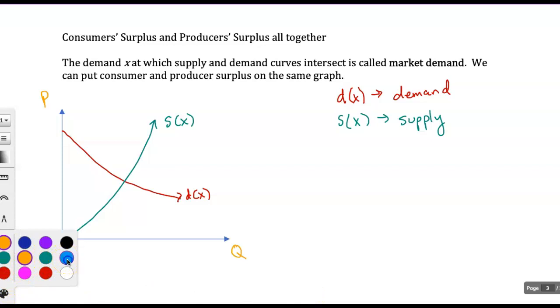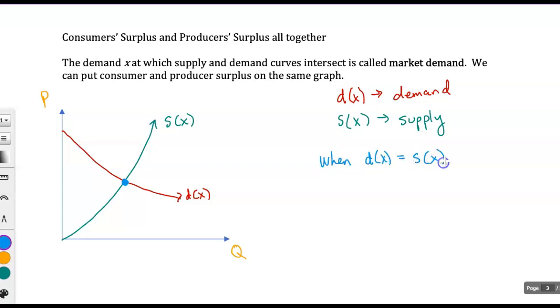Now, the point at which supply and demand are equal. This is an important name. So when demand equals supply, okay, that's called the equilibrium. And you have an equilibrium price called the market price. So here's the market price.